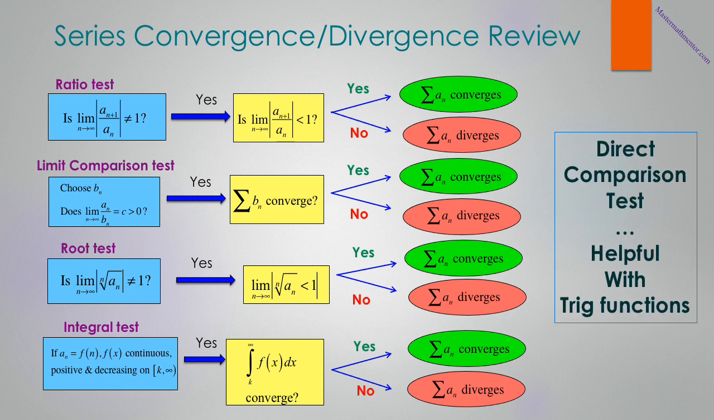I have not mentioned the direct comparison test, as it is rarely needed. All the other tests are usually much better, and you sort of have to be desperate to use the direct comparison test. However, it is helpful with some expressions involving trig, using the fact that the sine and cosine of any number is less than 1. We will see one of these in the example problem.